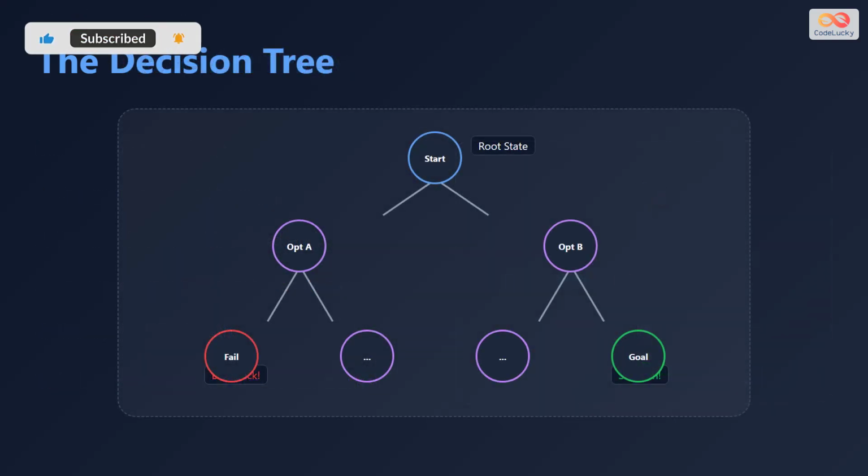In computer science, we visualize these choices using a structure called a decision tree. The root represents where you start. Every branch represents a choice you make. As you go deeper, you are building a potential solution. Some branches lead to failure, represented here in red. When that happens, the algorithm retreats up the tree to the last valid state and tries the next available branch, continuing until it reaches the goal, shown here in green.